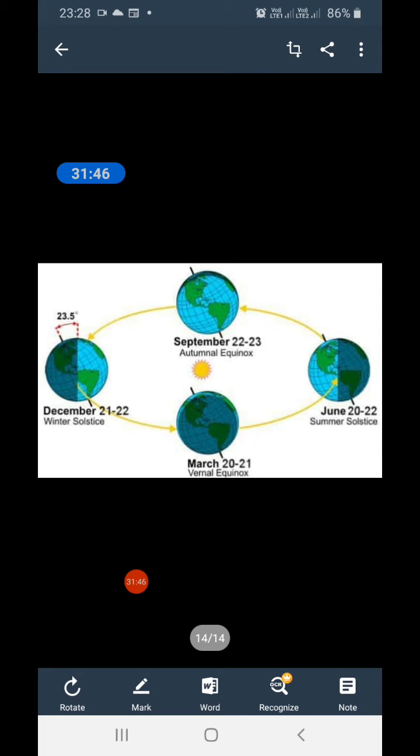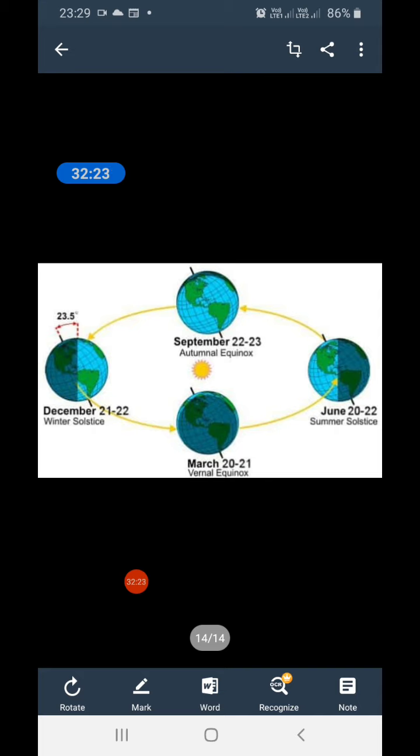Before I explain further, I'll explain you the equinox. You will see that on June 20th or June 21st, the sun is over the Tropic of Cancer and there is summer solstice. As the earth is moving around the sun, on September 22nd or 23rd, both are acceptable, the sun shines over the equator, and this is called equinox. Remember, I explained you, when the sun is directly over the equator, it is equinox.